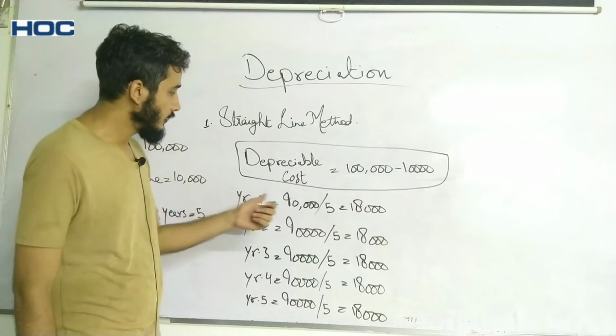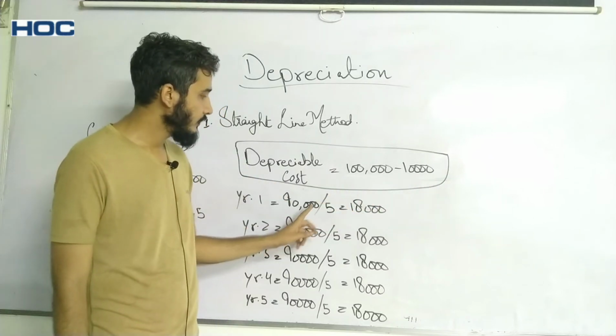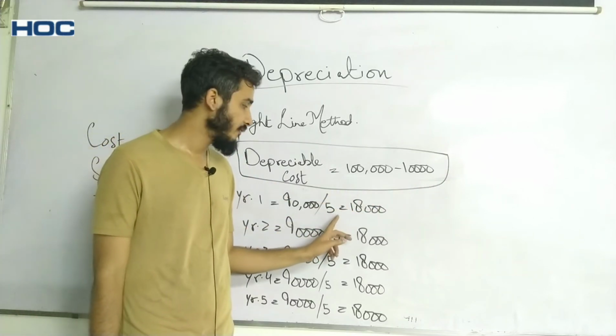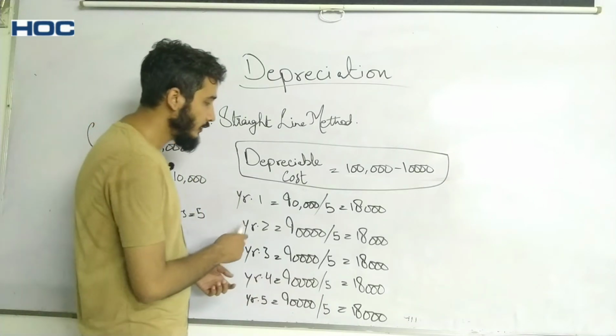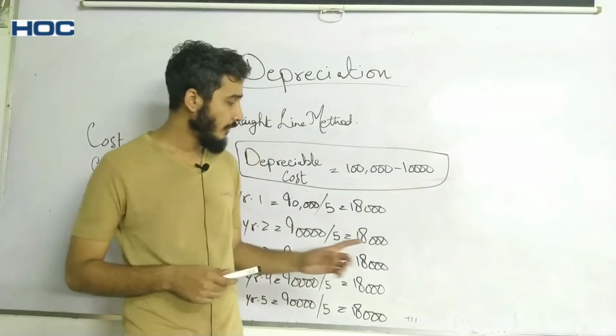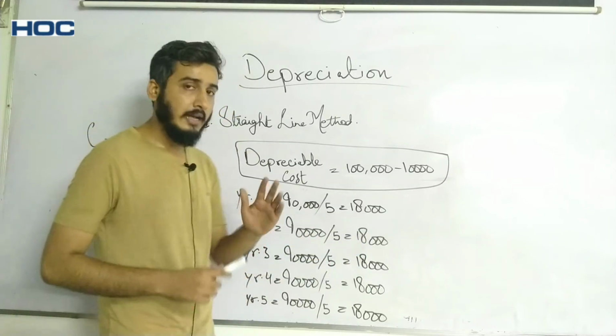In year 1, cost minus salvage value, which we already have, divided by the total useful life 5. We have got 18,000 in the first year. Then year 2, 90,000 divided by 5, we have 18,000 again. Then in year 3, year 4 and 5.